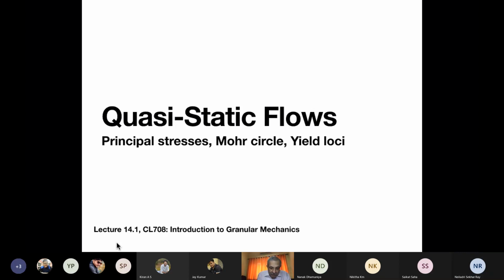So last time, we were talking about either static or slowly moving flows. And we discussed three things: principal stresses, Mohr's circle, and the yield loci.